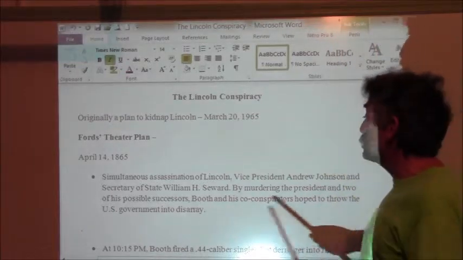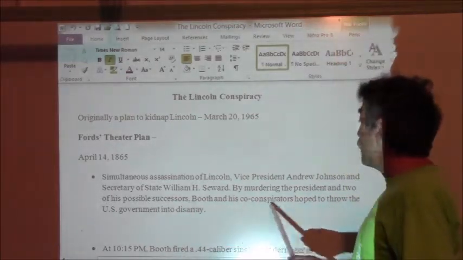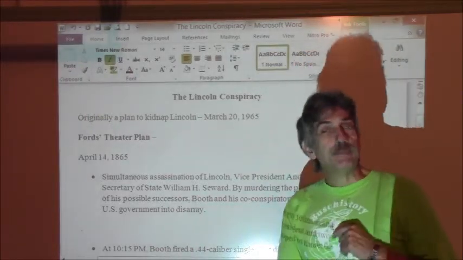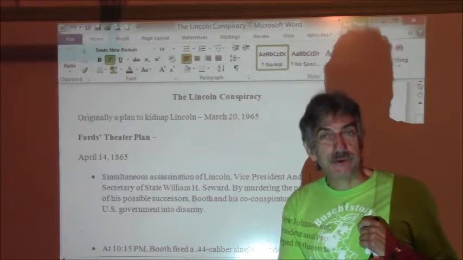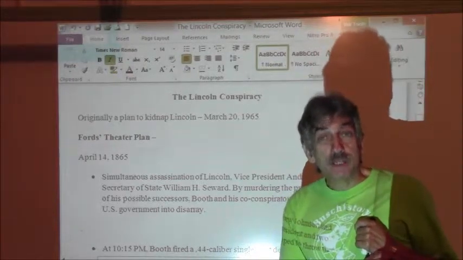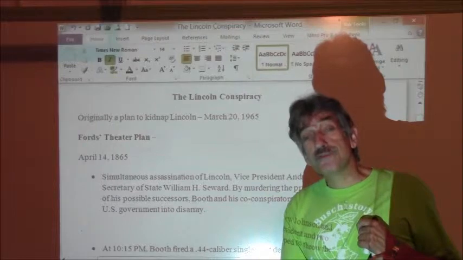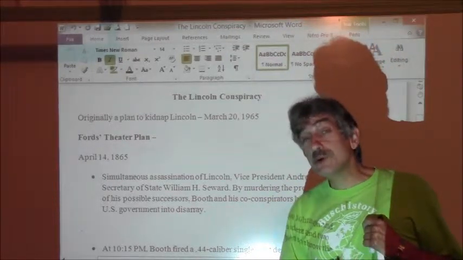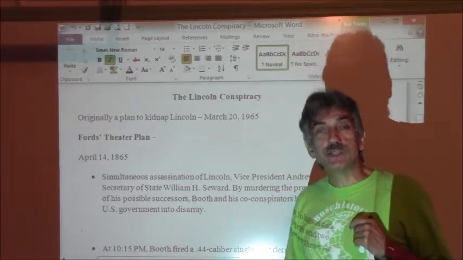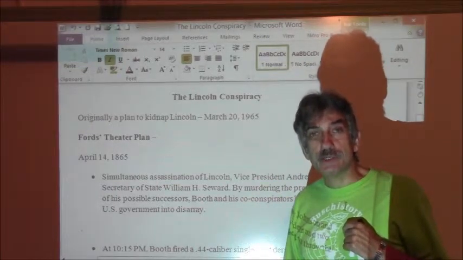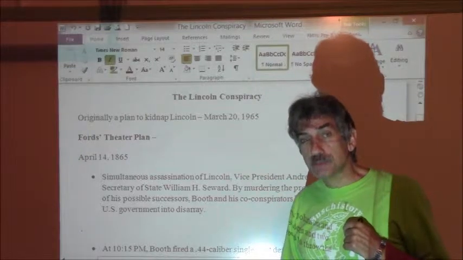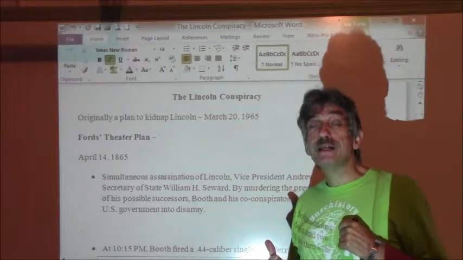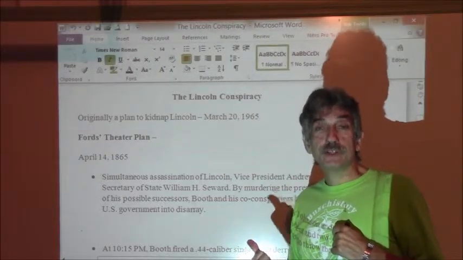By murdering the president and two of his possible successors, Booth and his co-conspirators hoped to throw the U.S. government into disarray. That has never happened. We have never had a president and vice president assassinated, and hopefully it never does happen. And if we go further and get the Secretary of State assassinated at the same time, all three of them, I don't even know how that one works. There is a very specific line of succession, and it goes through the different cabinet secretaries, and eventually you get to the Speaker of the House as part of this as well. But off the top of my head, I can't tell it to you, and I bet it would be very difficult for the officials to figure this out.